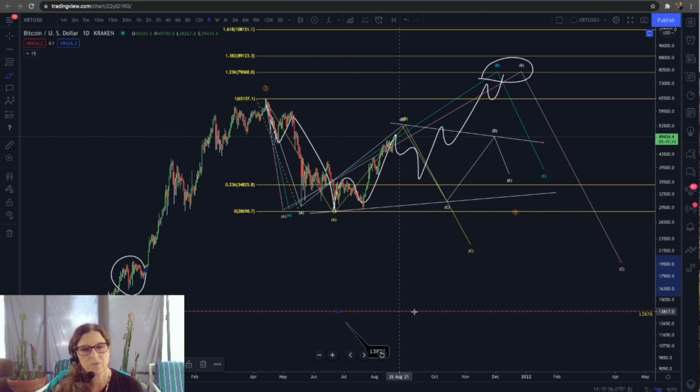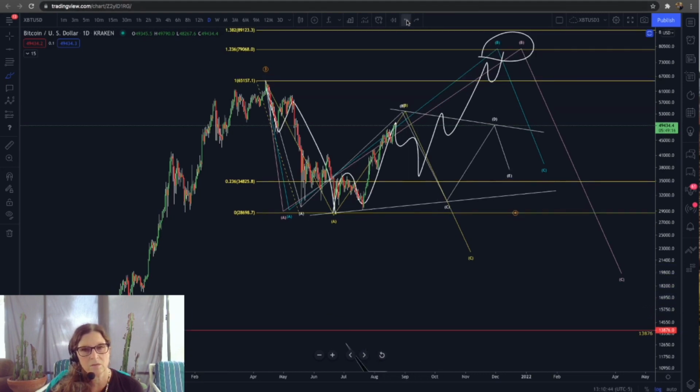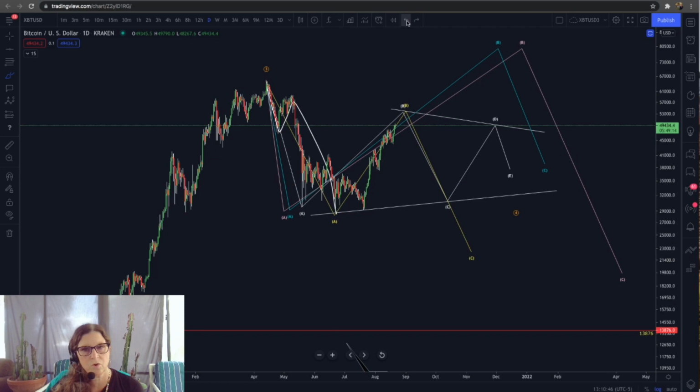Okay? But this is our red line of death. We do not want to hit that. So there's still a lot of corrections that can happen here still, and nothing has been completely ruled out yet.